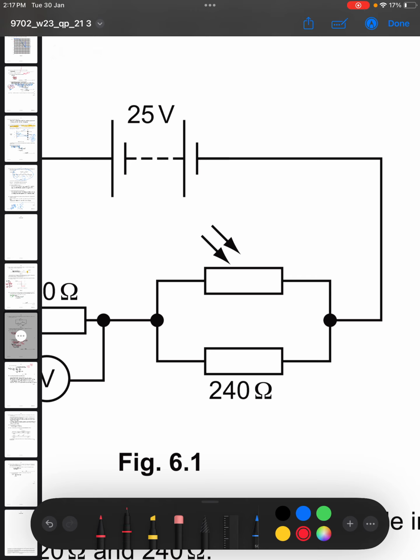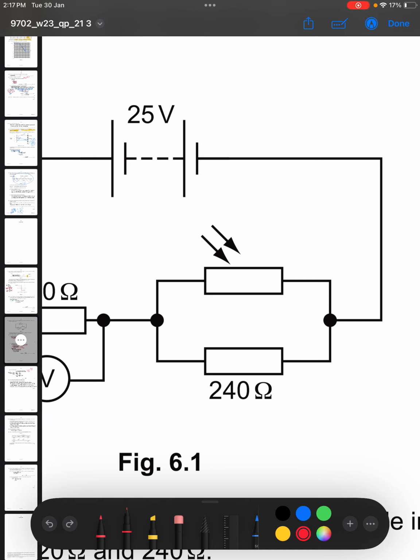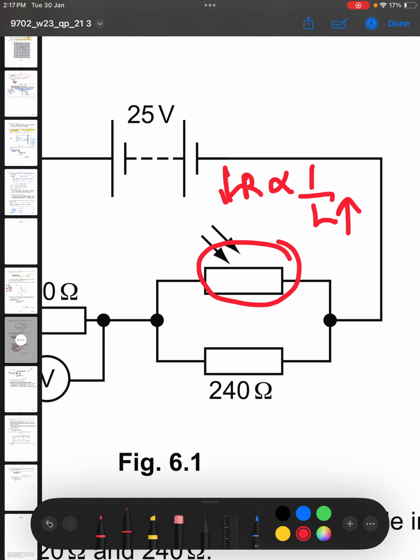So we need to know, if the light intensity increases, how does that affect the resistance in the circuit? Because how it affects the resistance in the circuit determines how it affects the current in the circuit. And how it affects the current in the circuit determines how it affects the current in the 320 ohm resistor, and therefore the voltage of the 320 ohm resistor and the voltmeter reading. So we know that the resistance is inversely proportional to light intensity for the LDR. When light intensity increases, the resistance of the LDR decreases. So this resistance is decreasing.